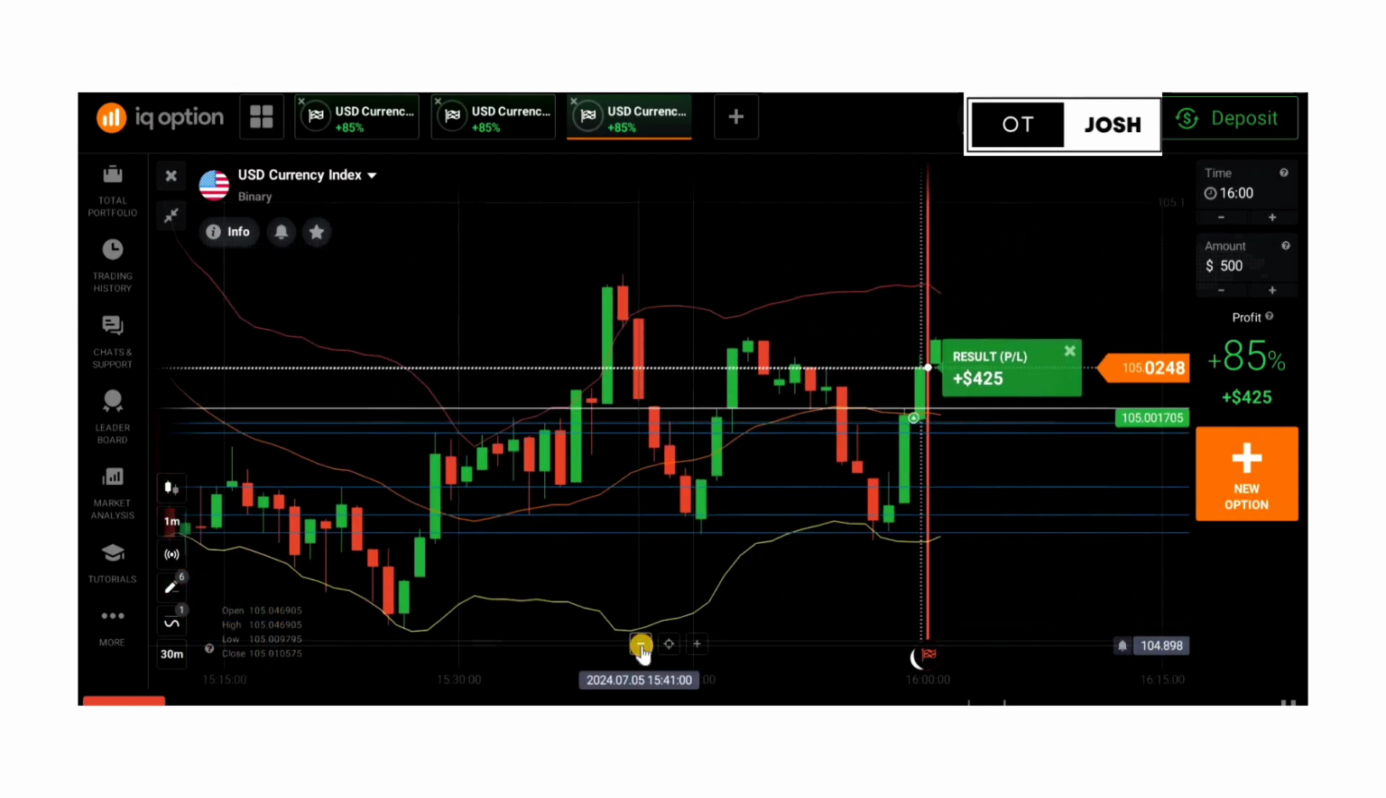This is advanced trading. Like I always say, beginner traders should trade 5 minutes, 3 minutes, 4 minutes. This is most likely if you know price action.